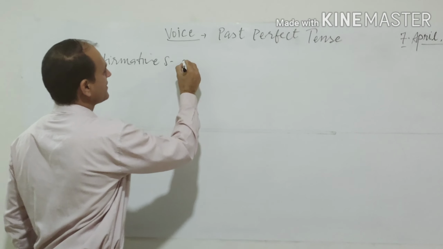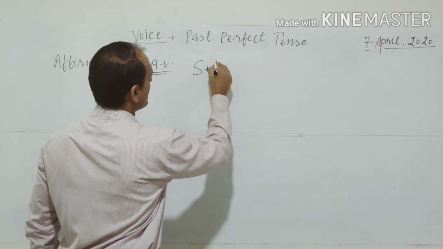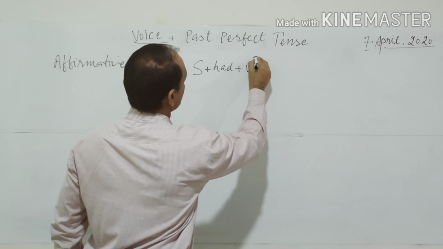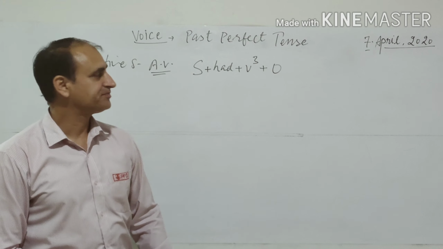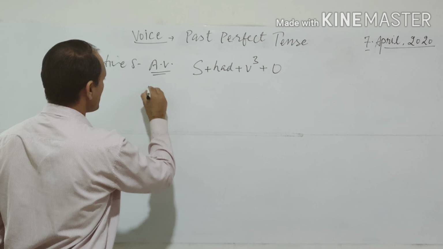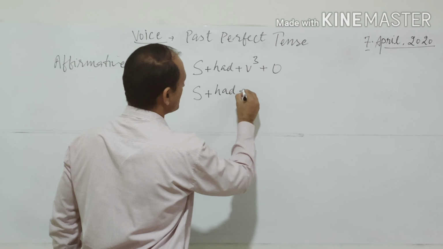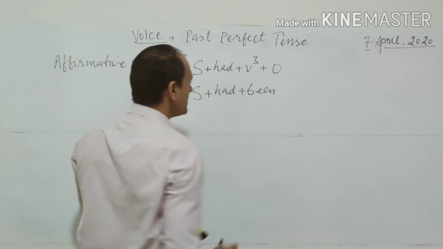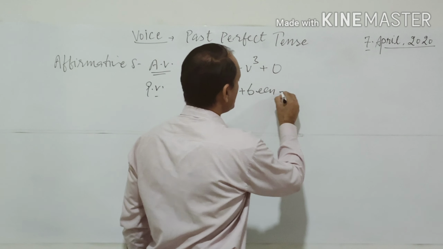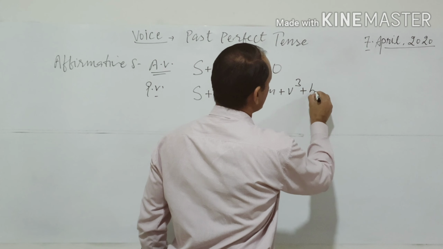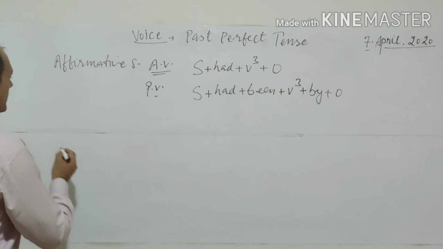Affirmative sentence. So the active voice structure of an affirmative sentence is subject plus had followed by V3, and then we put up the object of the verb. When we change this into passive voice, the structure becomes subject plus had plus been. In perfect tenses we use the been form of be, and been is followed by the third form of the verb, then the preposition by, and then we put up the object.